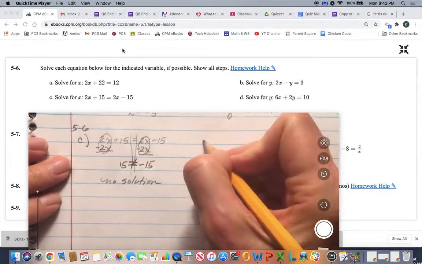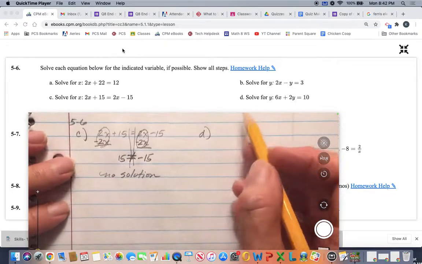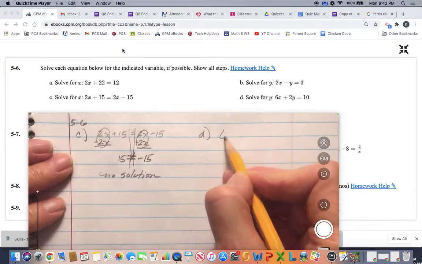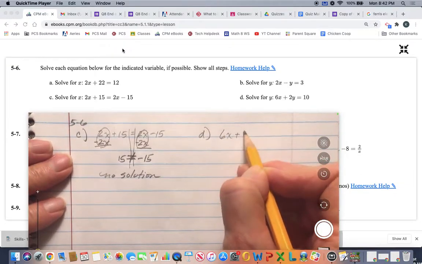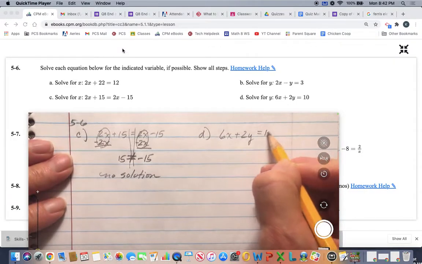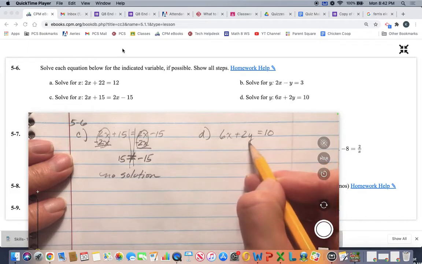All right, so now we'll look at D. And in this case, we're going to be solving for y. And it's 6x plus 2y is equal to 10. And because we're solving for y, we'd like to isolate y.